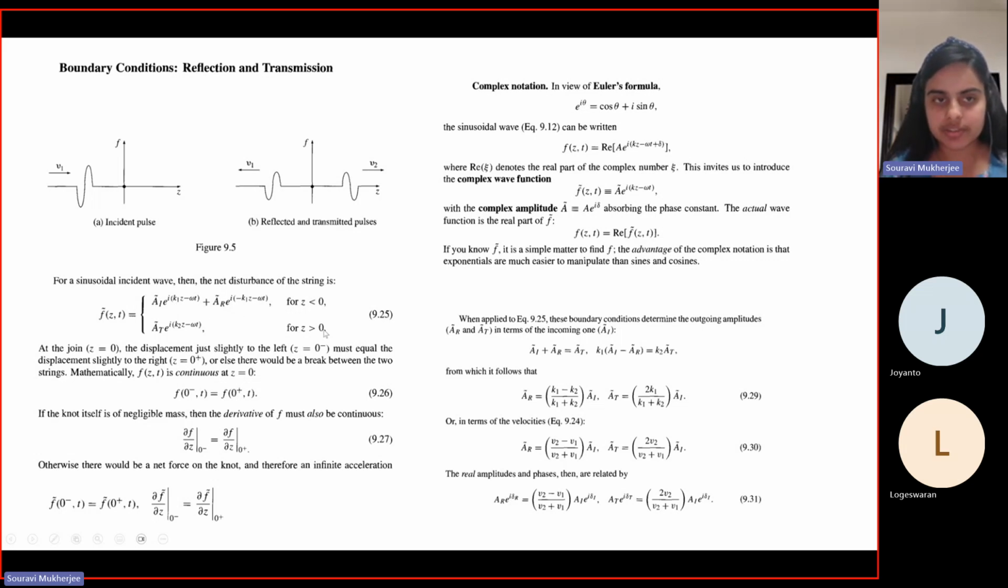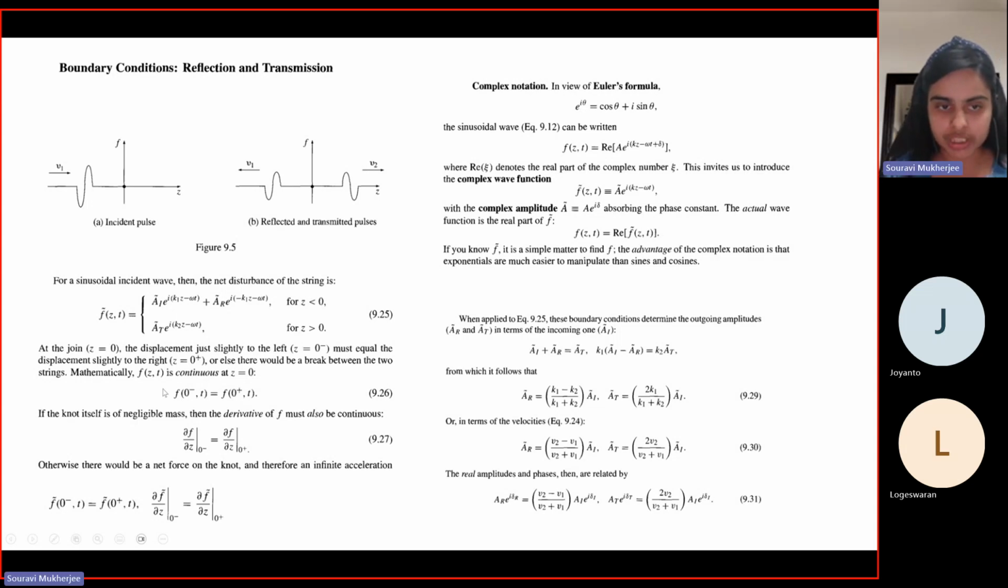And then for z greater than 0, that is on the other side of the interface, you have a transmitted wave. Now, it's important to note that because this is some medium and this is a different medium, the wave vector for z less than 0 is different from the wave vector for z greater than 0. Here it's k1, also here it's k1 because it's in the same medium, while here it's k2. Now, we have to look at what happens at the interface. In this case, the interface is at z equal to 0.